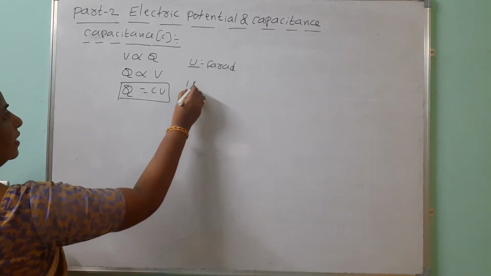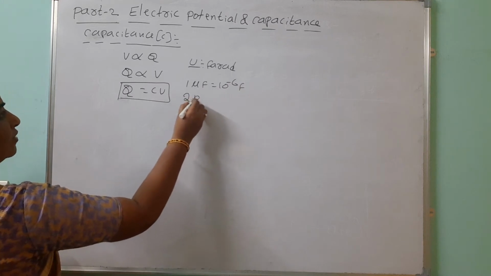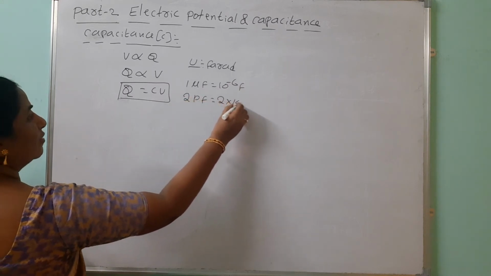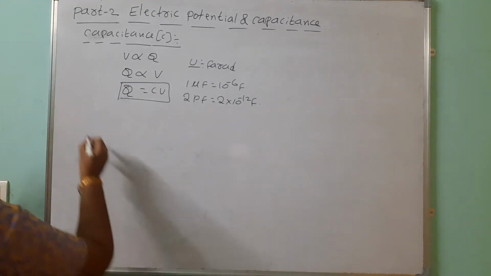1 microfarad means 10 to the power of minus 6 farad. 2 picofarad means 2 into 10 to the power of minus 12 farads. So you must remember this. This is about the capacitors.